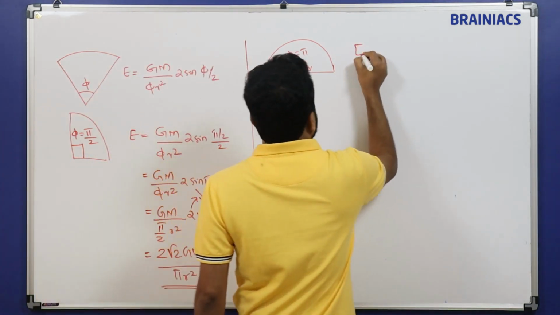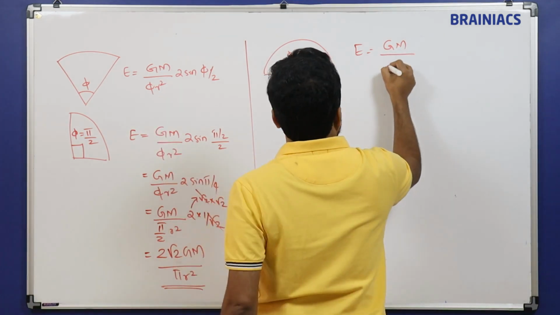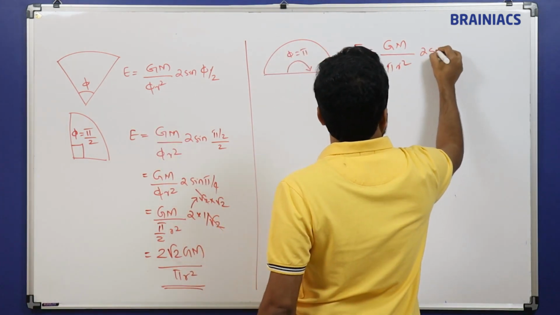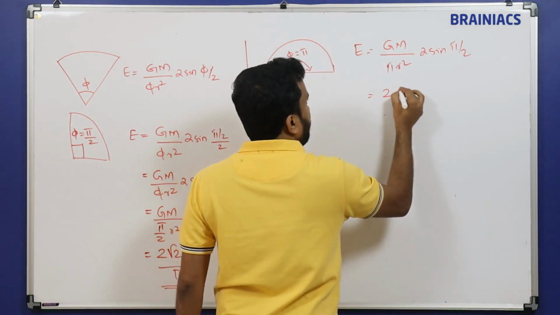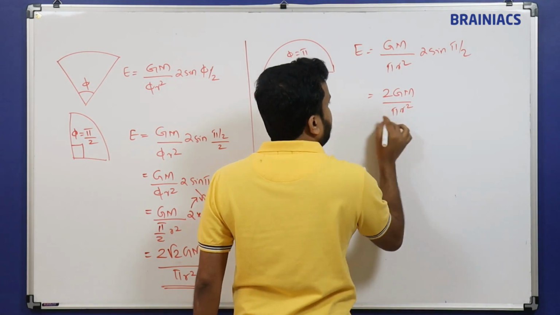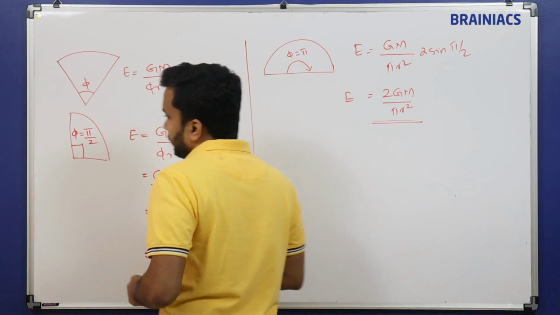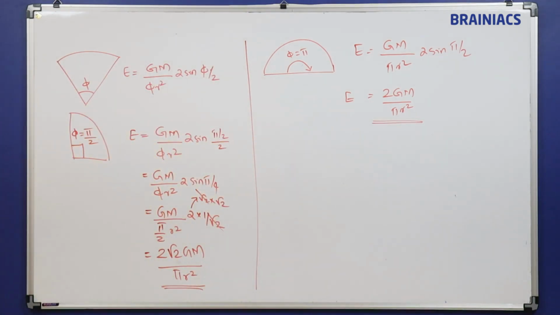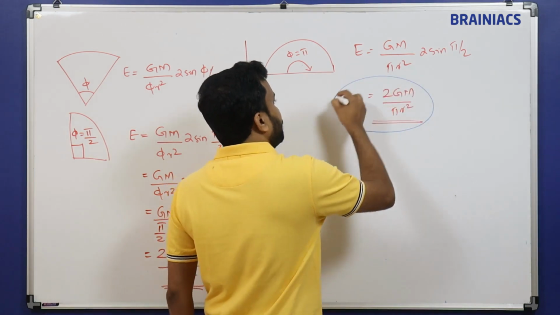So gravitational field intensity is GM divided by pi r square into 2 into sine of pi by 2. What is sine pi by 2? 1. So what we got? 2GM by pi r square. If you turn back your notebook a few pages, you can see the gravitational field intensity for a half circle. For a half circle, these are the equations we got.